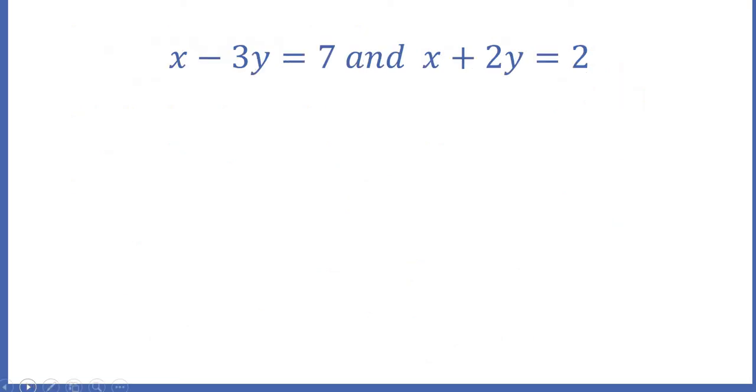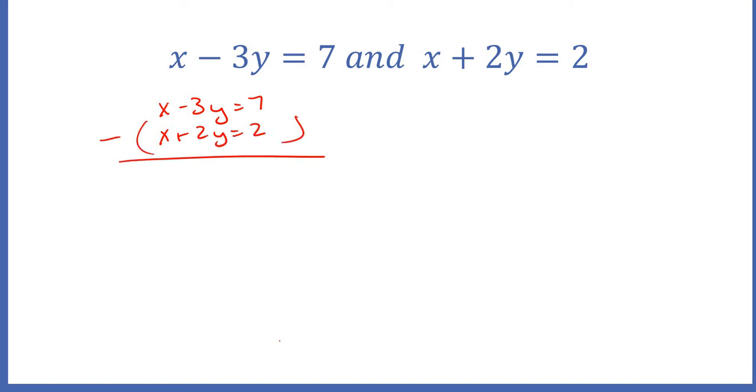So here's another one. Try it on your own. And you might have to use subtraction here. Okay, x minus 3y equals 7. x plus 2y equals 2. I'm going to subtract x minus x. Negative 3y minus 2y is negative 5y. 7 minus 2 is 5. So y is negative 1.